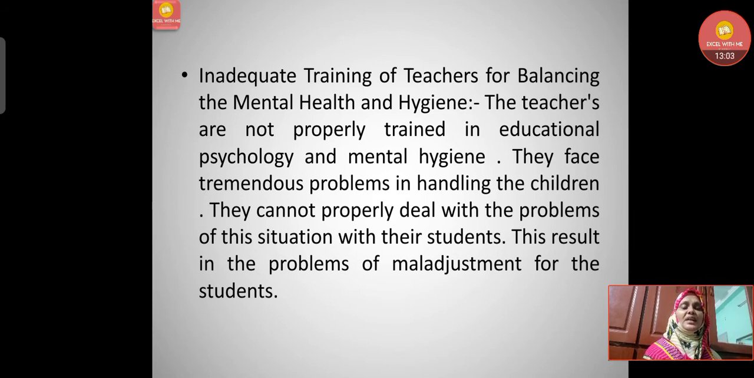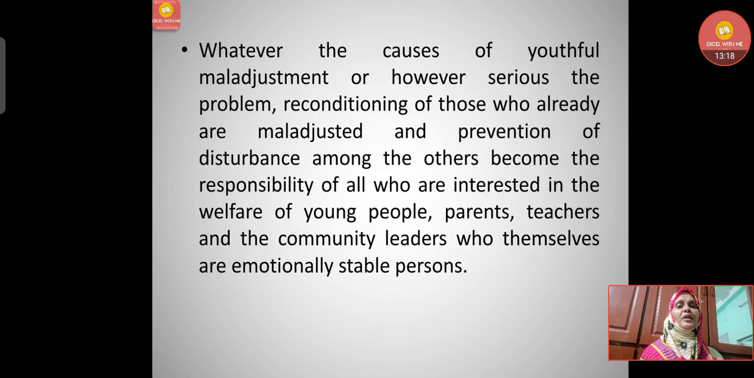If they are not trained, if the schools are taking teachers without seeing the trained degree, then who will suffer? The children will suffer with the maladjustment problem.